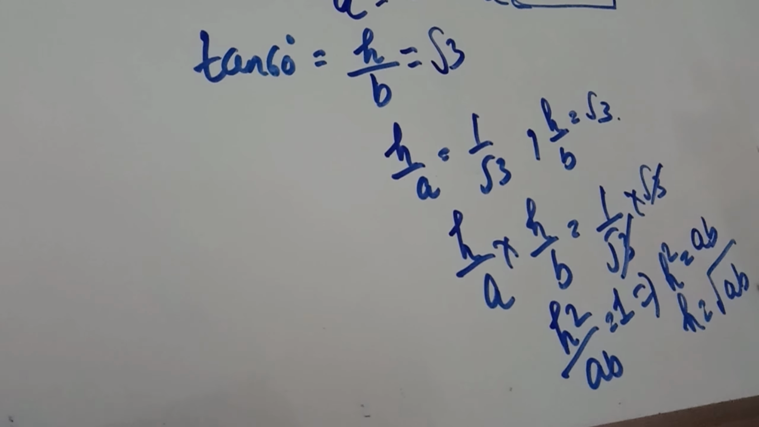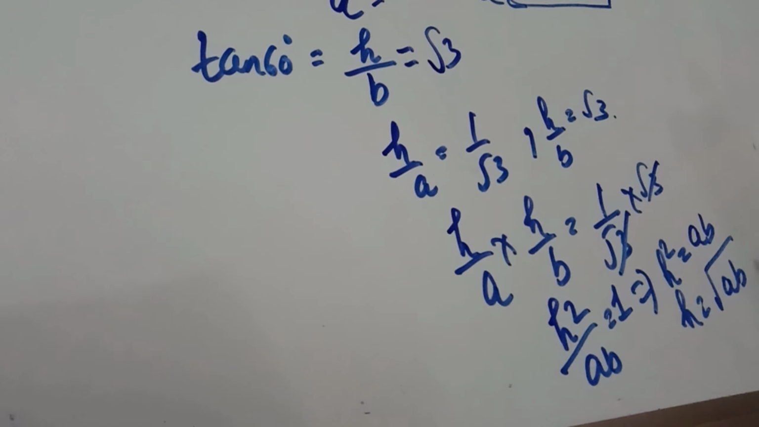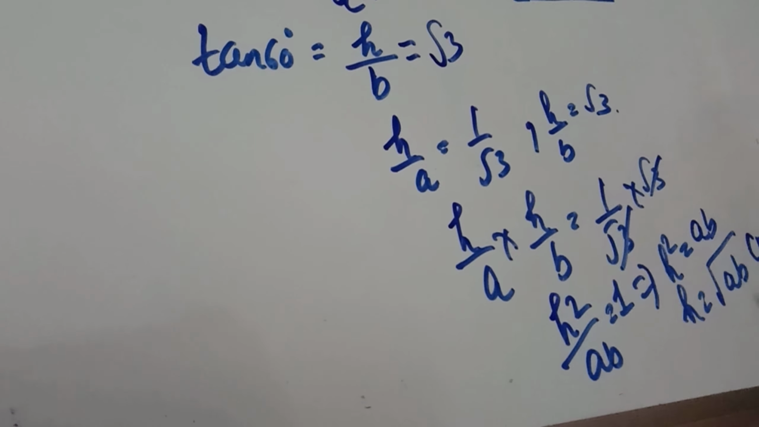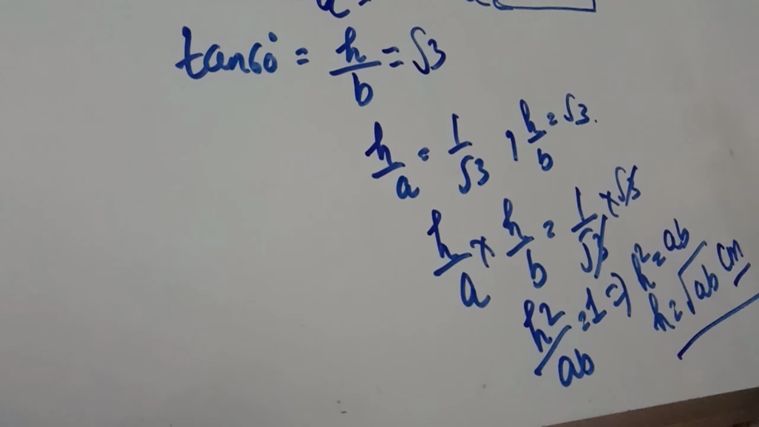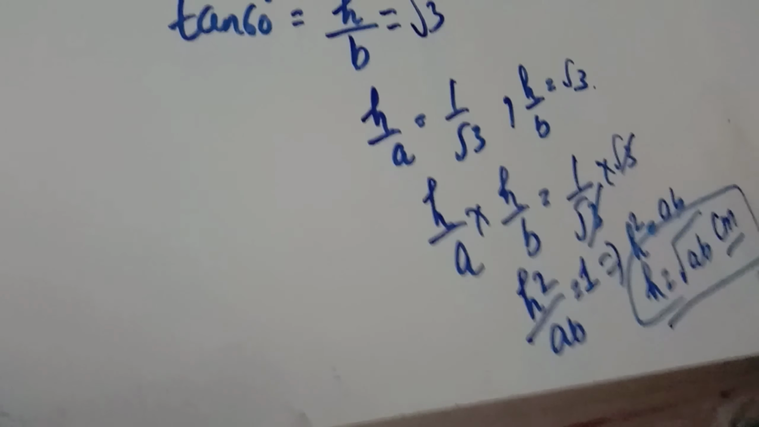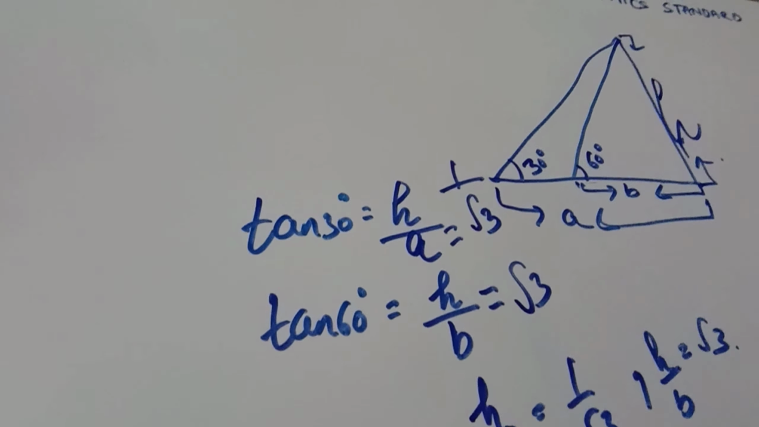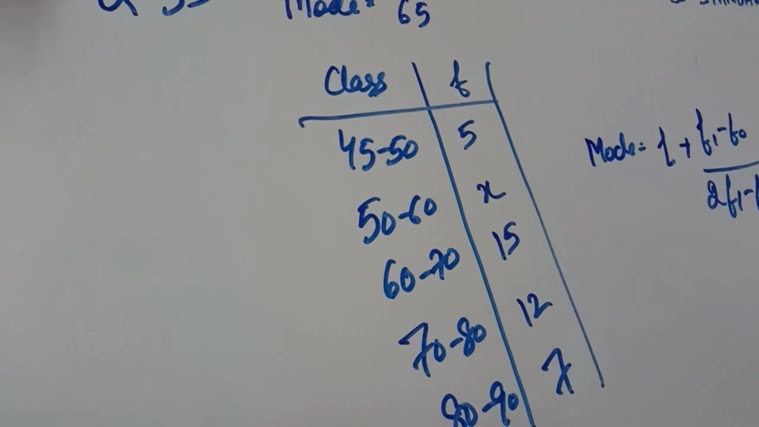So h will come under root of ab. And height is there, so you can take centimeter, because a and b both are in centimeter. So height you have to take in centimeter. So h is equal to root ab centimeter. This is the answer. Now we will do question number 33.